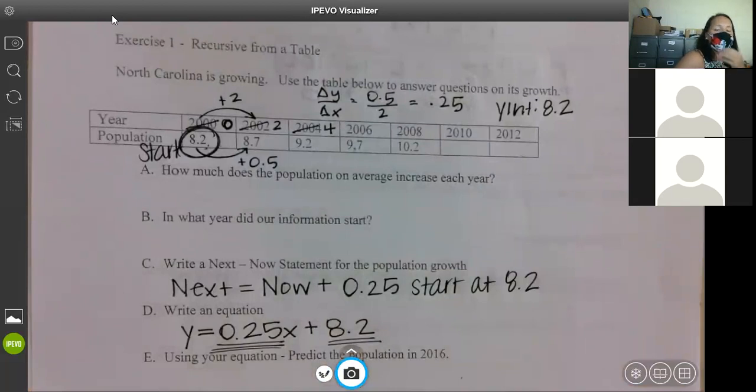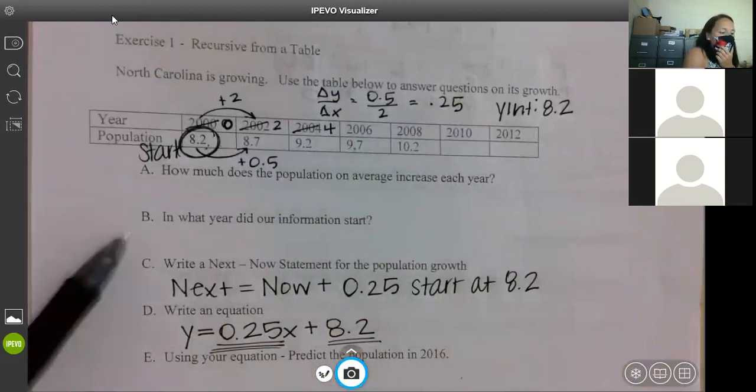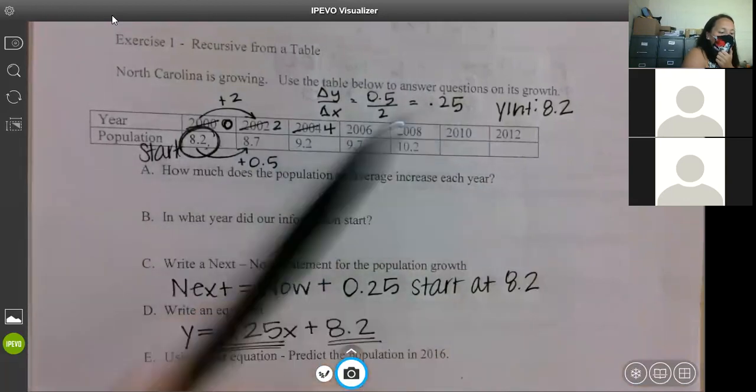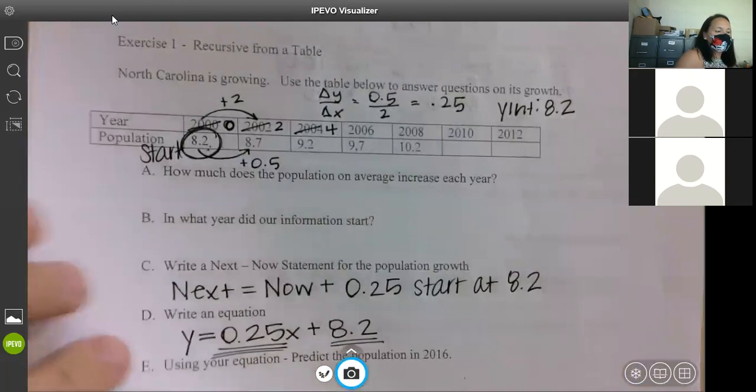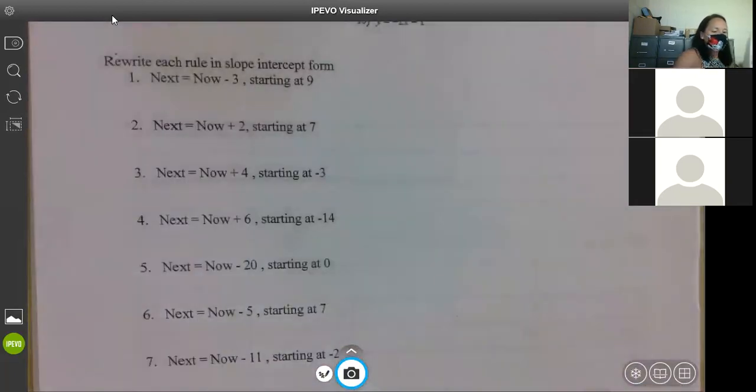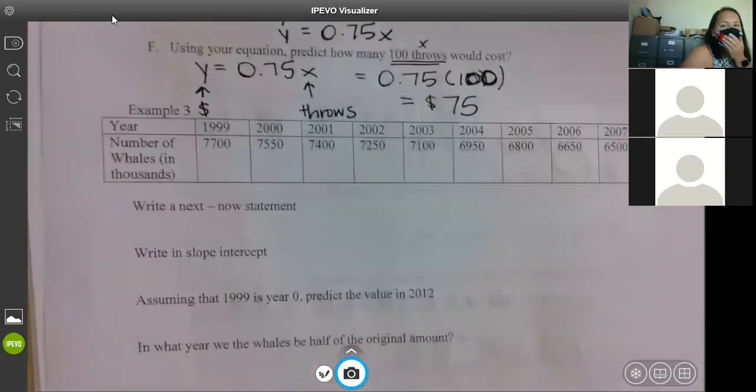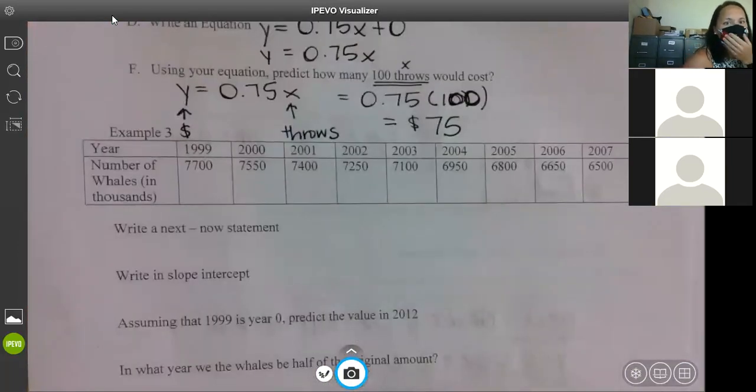All right, I'm going to skip part E and I want to focus on just next nows, okay? Part A right here was our slope. Part B was our y-intercept stuff. And then part E is just plugging in. So we're not going to worry about that right now. Go to example 3. It says write in slope intercept form, write a next now statement. Those are the ones I'm going to worry about.